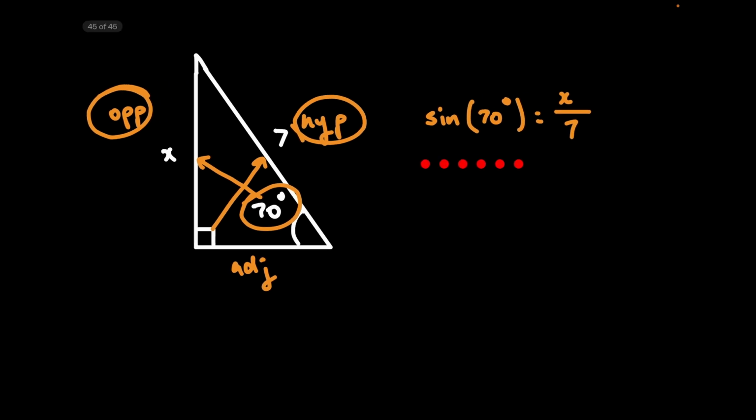And to solve for x, it is the same as 7 times the sine of 70 degrees. So now to work out what x is, we can just put it into our calculator. And it comes out to be 6.58. Let's work on something that's a little bit harder. Okay, so we've done examples that are very straightforward so far. Let's say we have a question like this.